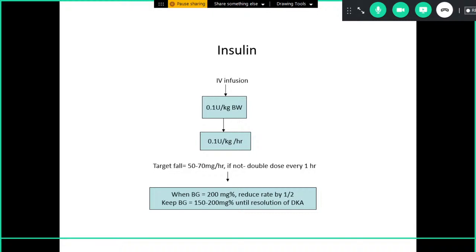Insulin infusion, you give a bolus, 0.1 units per kg. So if I'm 60 kilograms, you'll give 6 units of insulin and then start an infusion at 6 units per hour. And you need a target fall of glucose of about 50 to 70 per hour. Let's say I started with 400 and after an hour, I'm still at 380, I haven't had an adequate dose, so double the infusion rate. I then measure again after 1 hour. If it started falling by 50, 60, I can continue the same insulin infusion rate. So you need to measure frequently and titrate the insulin infusion accordingly. Once again, once the blood glucose reaches about 200, reduce the rate by half and or shift to 5% dextrose.